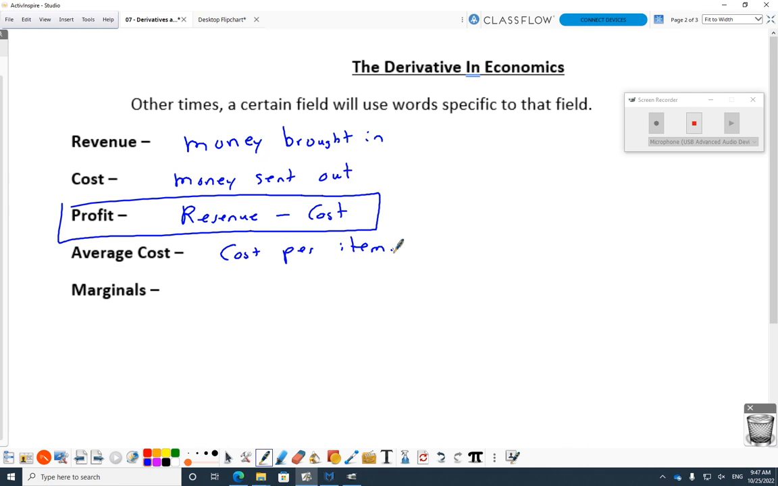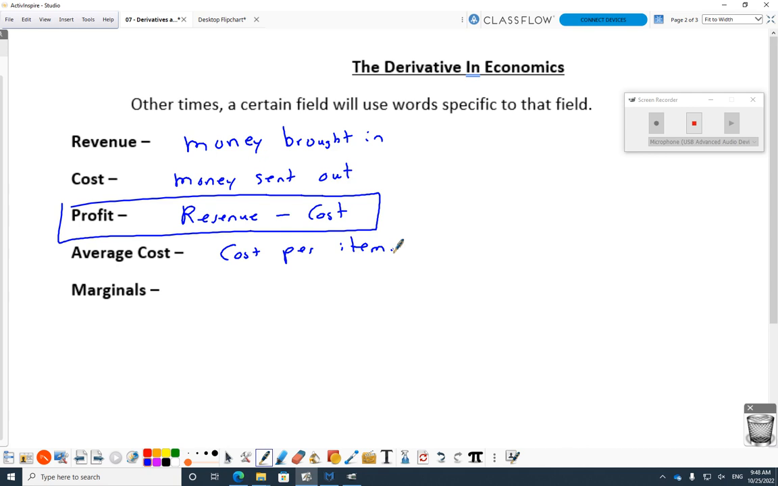It says, how much do I pay for each item that I made? The best example I can think of for this is business cards. If you order 1,000 business cards, it might be $100. But if you order 2,000 business cards, it might be $110. Once they've got the design on and everything set up, making you more business cards is really easy. There's a lot of initial cost there, and so we're very interested in average cost. How much per item?